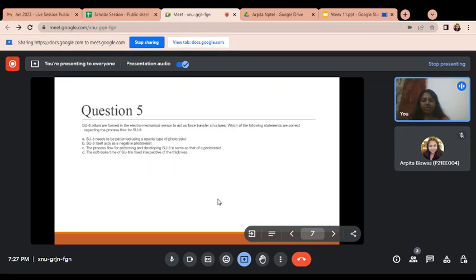Option C is the process flow for patterning and developing the SU-8 is the same as that of the photoresist. And option D is the soft bake time of SU-8 is fixed irrespective of the thickness. So what is the right answer?